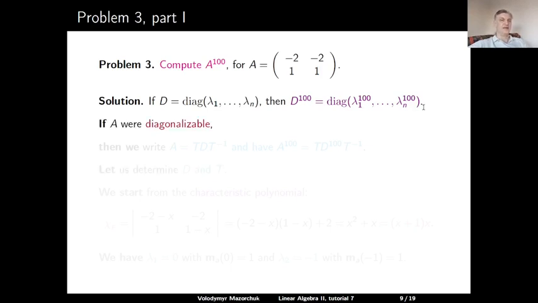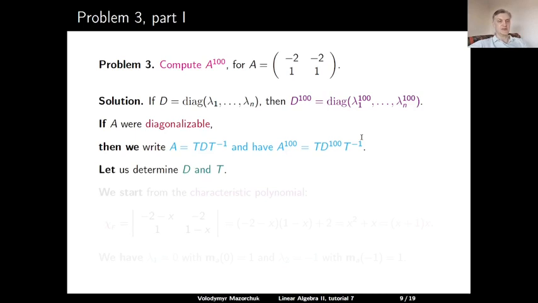So if we can reduce our matrix A to the diagonal form, that is, if we can write that A is equal to some transformation matrix times the diagonal form times the inverse of the transformation matrix, then A to the power 100 would be the transformation matrix times the diagonal matrix to the power 100, which we can compute, times T inverse. So let us see whether A is diagonalizable, and if yes, let us determine D and T.